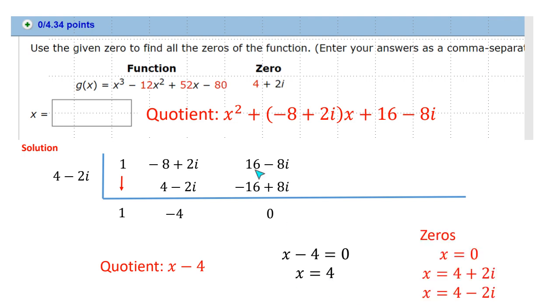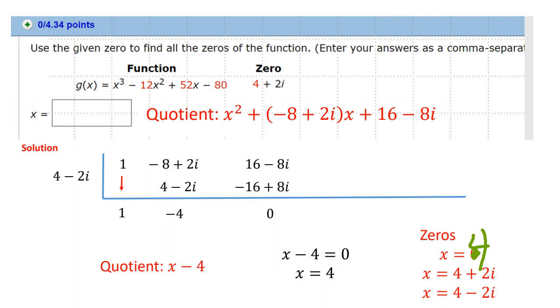So my 3 zeros, I should have 3 because the degree is 3, are x equals 4 minus 2i, x equals 4 plus 2i, and x equals 4. There shouldn't be a 0 here. So x is equal to 4 is my third 0. Okay, so let me change that really quick. So it should be a 4, not a 0.